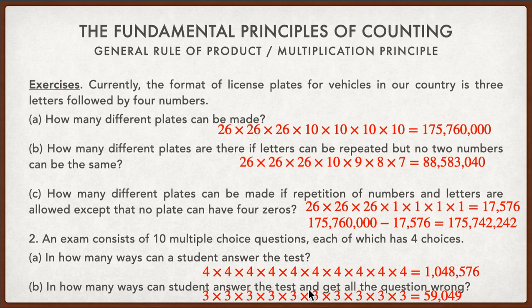And of course, if I may add letter C, in how many ways can a student get all the answers correct? Well, there's only one way, meaning the student must follow the correct key answer. So there's only one way for the student to get a perfect score, out of 1,048,576 total ways to answer the test. Why is it one way? 1 times 1 times 1, or 1 raised to 10, is just 1.